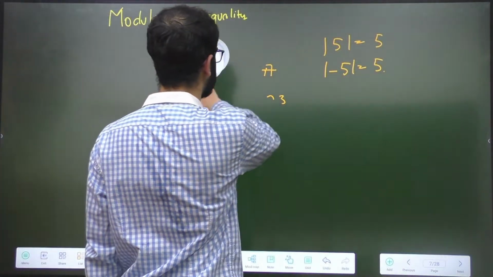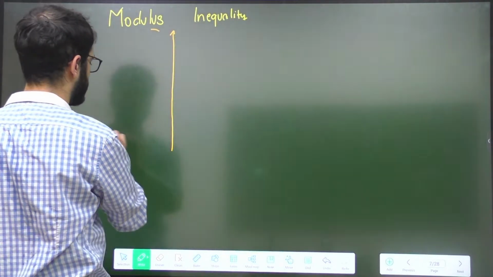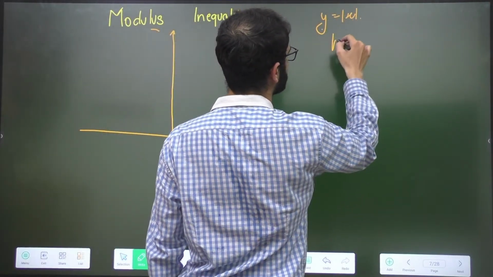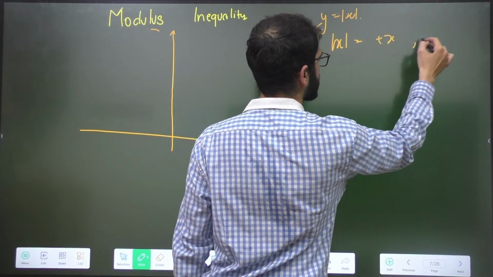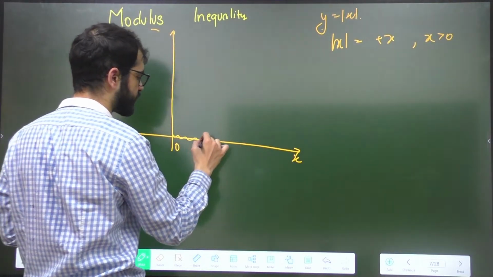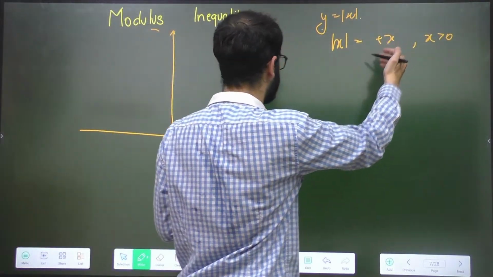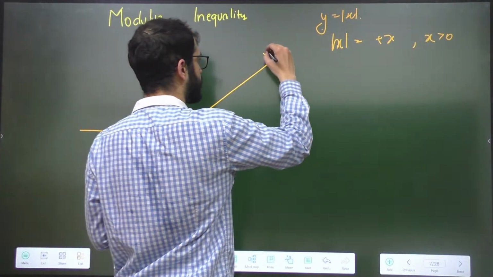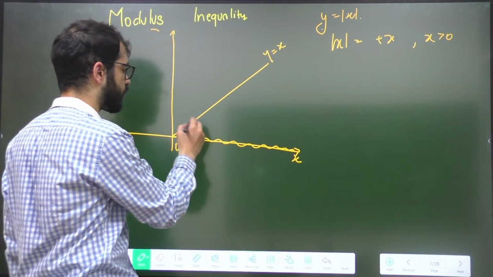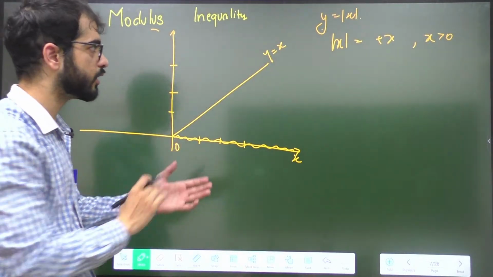Let's try to understand what is happening with the help of a graph. I'll be using the expression y is equal to mod x. So mod x is equal to plus x if x is greater than 0. If the input is greater than 0, that is to say the value of x lies on this side of the origin, on the right hand side. If I input a positive value, the output will be positive. So I have to say that the equation of the line would be y equals x. This is what you have studied in class 10. y equals x is a straight line. You input 1, you will get 1. You input 2, you will get 2. You input 3, you will get 3. That is what modulus is doing for positive values.